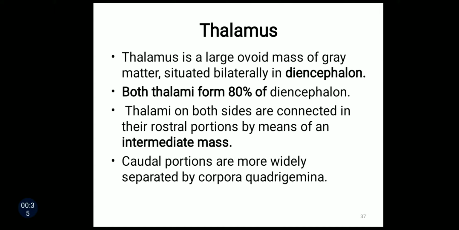Thalami on both sides are connected in their rostral portions, that is anteriorly, by means of an intermediate mass. And in their caudal portion, that is posteriorly, they are more widely separated by the corpora quadrigemina.